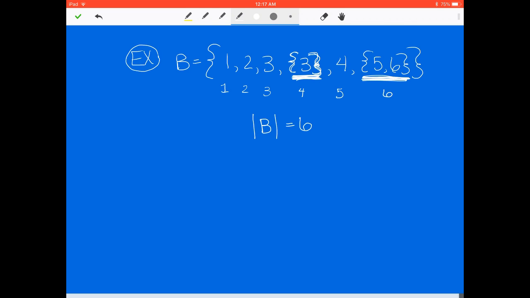And sets can be within sets and can be elements of sets. But we wouldn't say that 5 is an element of B. 5 is within this set, but it's not by itself. It is with 6, because 5, 6 is a set. They go together. They're grouped together. We can't break them apart. So 5 is not an element of B. The set 5, 6 is an element of B.